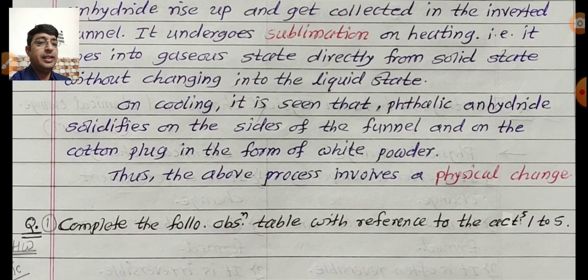Solid phthalic anhydride is directly converted into gaseous form, and the gaseous form is reconverted into solid particles on cooling. So that is only a physical change. So these are the 5 activities given on page number 31 in our textbook. We record all the observations in the table given as table 3.3, that is for homework.